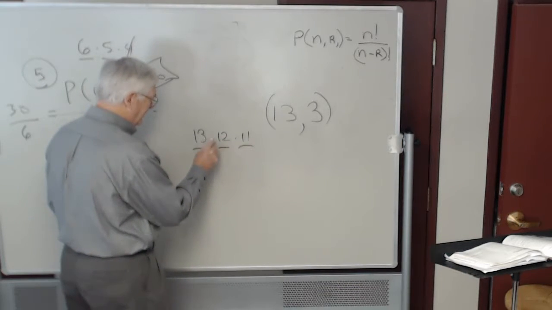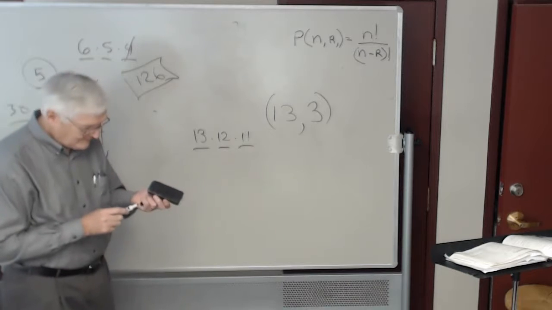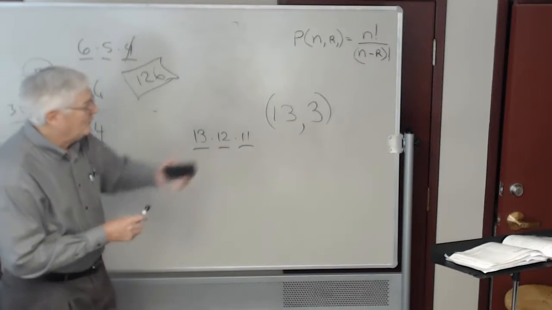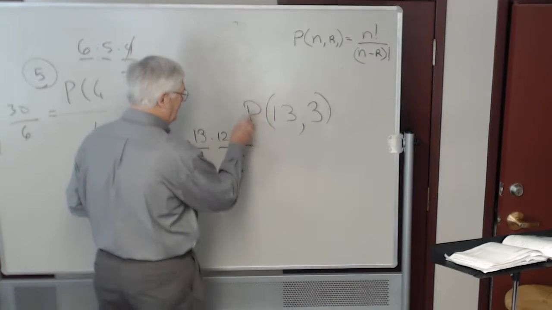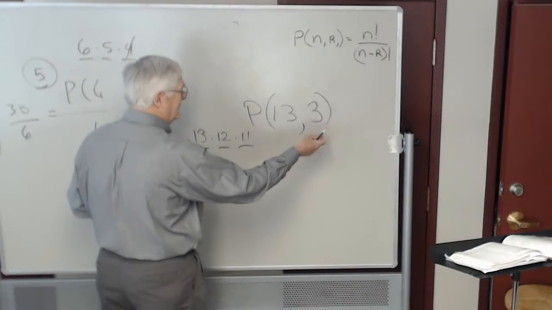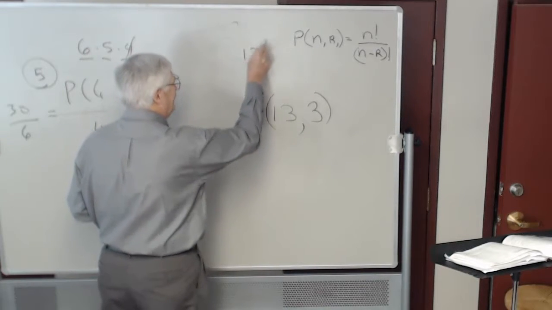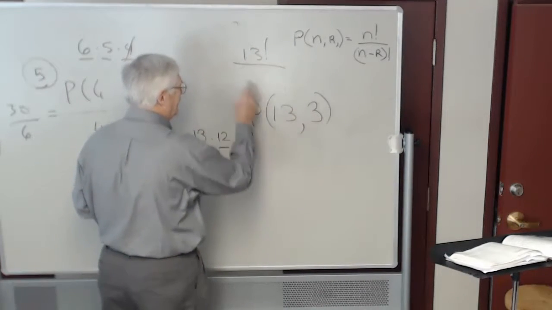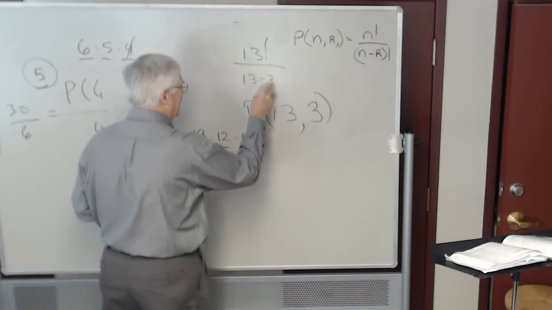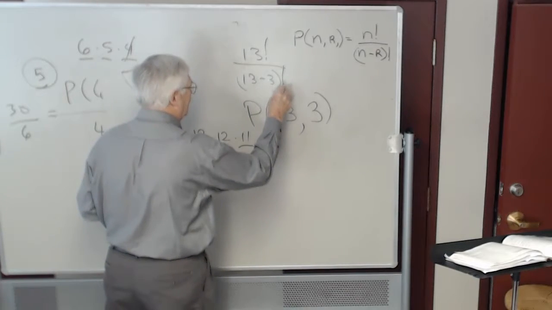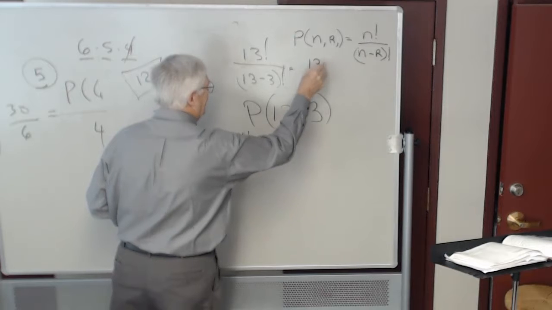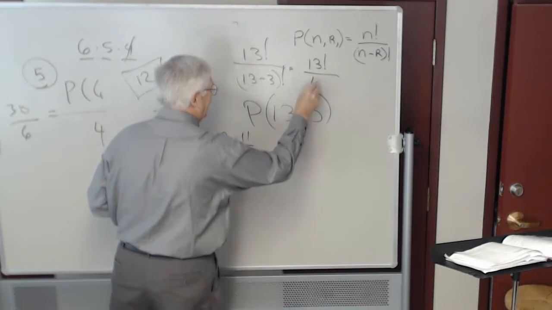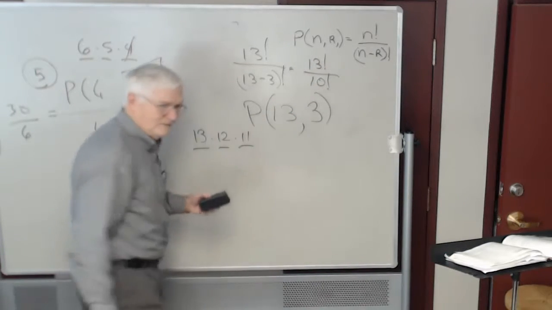12 and then 11. 11 times 12 times 13. Or if you do the formula, that's a permutation of 13 things taken 3 at a time. That's 13 factorial divided by 13 minus 3 factorial, which would be 13 factorial divided by 10 factorial. You follow that?